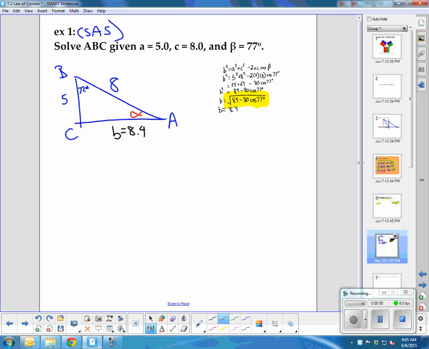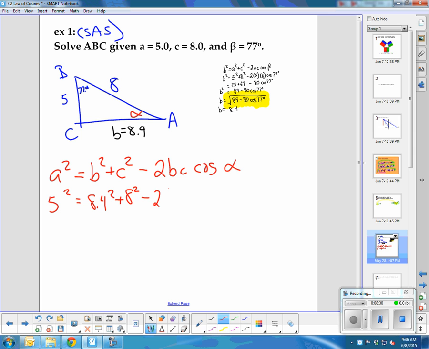That means I'm going to use the version of cosine that says A squared equals B squared plus C squared minus 2BC cosine alpha. That alpha is what I want to solve for. So I chose the version that has alpha in it. I plug in the appropriate values: 5 squared equals 8.4 squared plus 8 squared minus 2 times 8.4 times 8 cosine alpha. And I can see here that I am going to need to use the inverse cosine function eventually to solve for alpha. A little bit of work here.